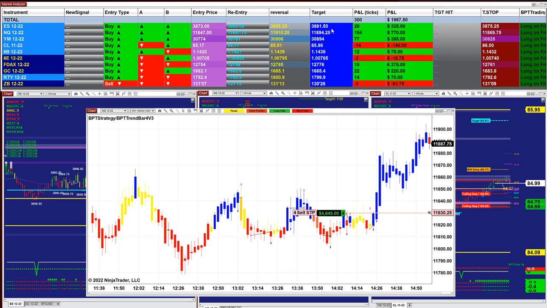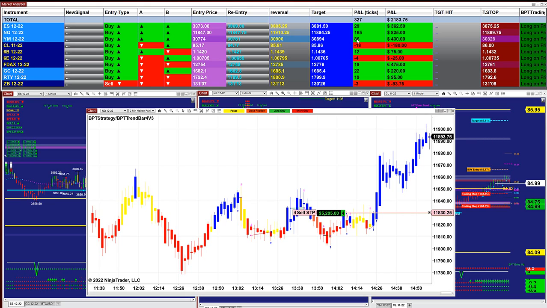On the ES, the last entry signal, not the whole day, is 26 ticks into the profit. The NASDAQ is 157 ticks into the profit, and the YM 81 ticks into the profit. This is on the last entry signal.